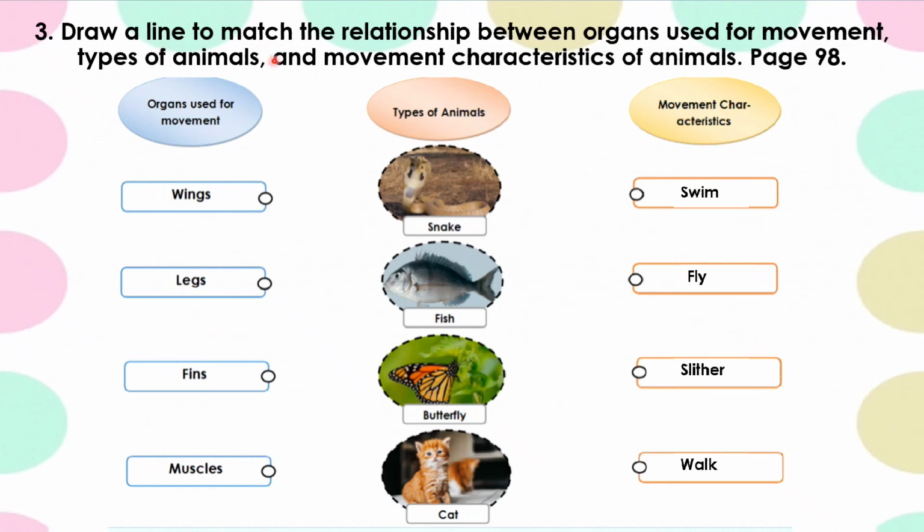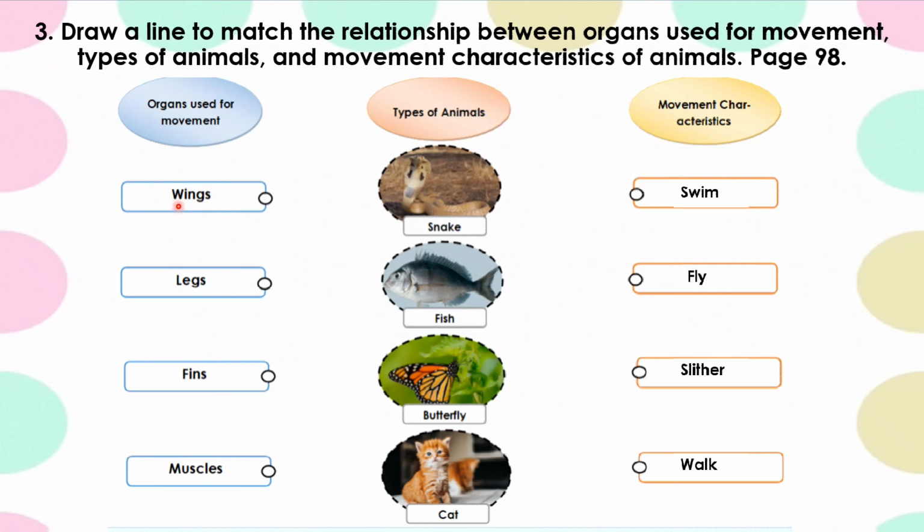You have to draw a line to match the relationship between organs used for movement, types of animals, and the movement characteristic of an animal. These are the organs used for movements. These are the types of animals, we have 4 animals, and we have the movements. What do you call the movements of the animals here? You have to connect them.